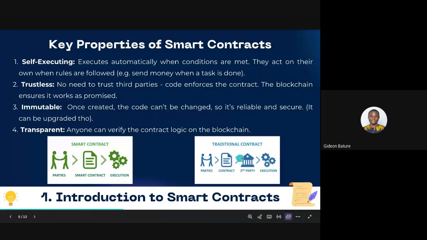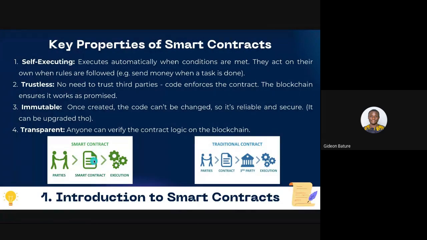Whereas for the traditional contract, you have parties involved. You have the contract where they agree. That's the agreement between them. And then you must have a third party, right? Be it a bank, a lawyer, whatsoever. So it's this third party that will help in the execution to make sure that nobody is cheated. Make sure the agreement is being enforced. But for this one, you don't need any third party.